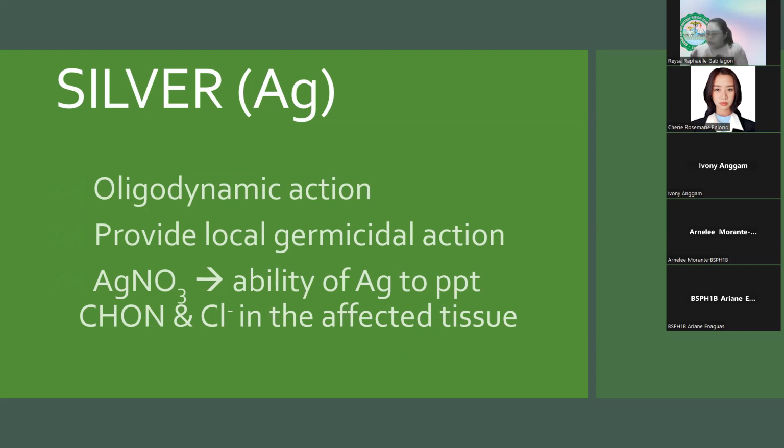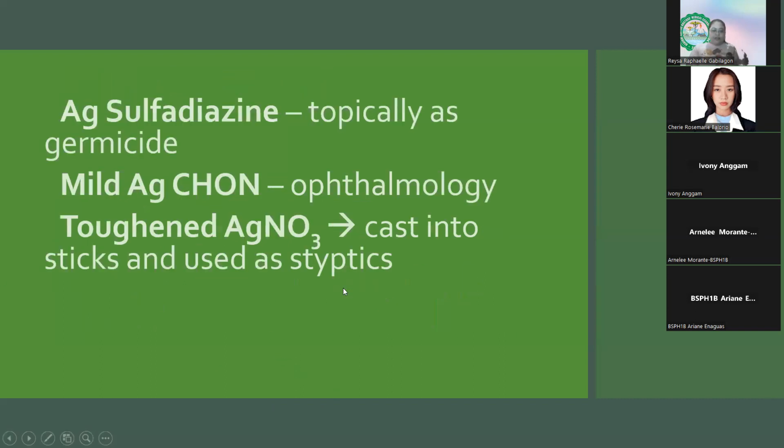Pag na-encounter nyo ito sa susunod, pag nakita nyo ang CHON, it's actually protein. Kasi when you're going to look at the structure of the protein, it has the basic 4 elements: carbon, hydrogen, oxygen, and nitrogen. Okay? So that's protein. Maapektuhan ang protein. Pag walang protein, walang life. That's how it kills the microbes. And at the same time, the utilization of the chloride will also be affected. So meron tayong different na mga preparations that contain silver na ginagamit for the germicidal action.